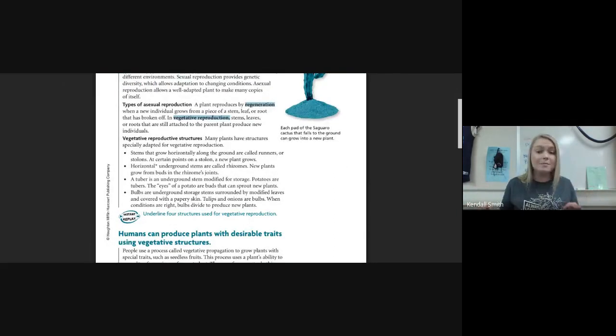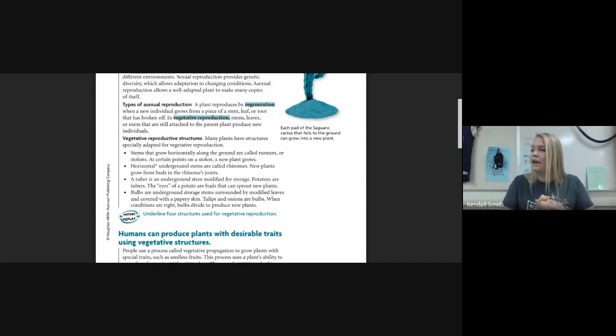Like I said, there are many different types of asexual reproduction. We remember talking about asexual reproduction back with bacteria, you had the binary fission and then the conjugation. Plants have different types of asexual reproduction as well. A plant reproduces by regeneration when a new individual grows from a piece of a stem, leaf, or root that has broken off. The classic example here is succulents. If you tear off a part of a succulent, such as aloe vera, if you pull it from the stem, it will actually start to make a little bud. And you can plant that in the ground and it will grow a new plant.